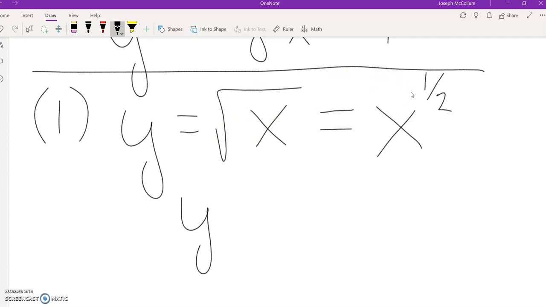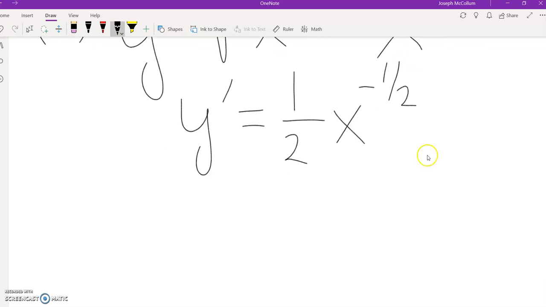Now that it's just a good old power, you got it. I'm going to bring the power down. So 1/2 comes down in front. I'm going to subtract 1 from this. Whoops, didn't mean to write that. Let's get my eraser out. So we're going to subtract 1 from the exponent. 1/2 minus 1, again, if you need the calculator, 1/2 minus 1 is a negative 1/2. And there is my derivative.